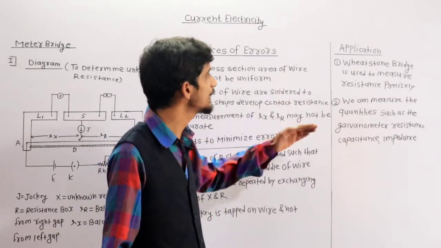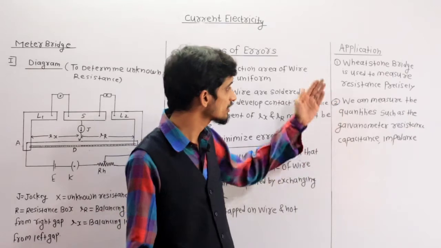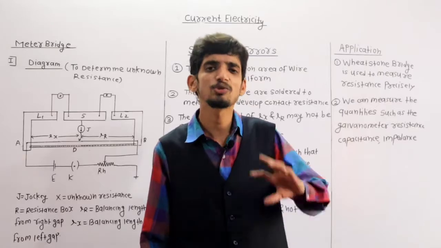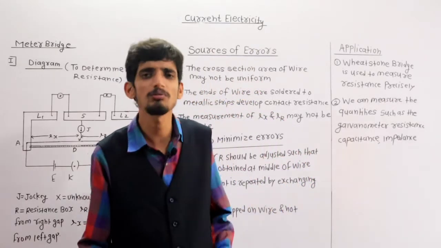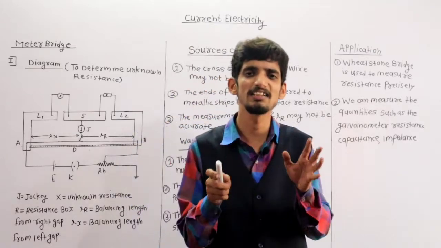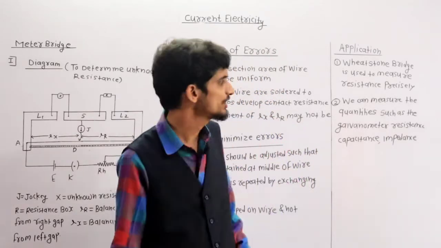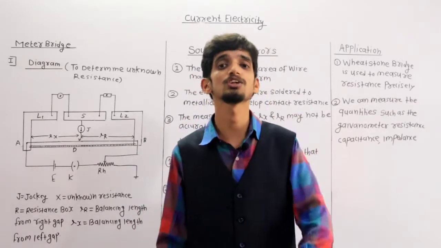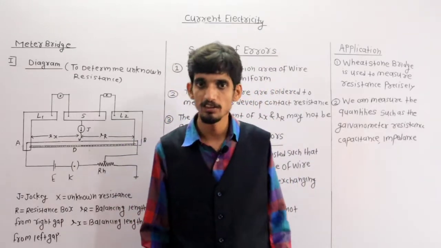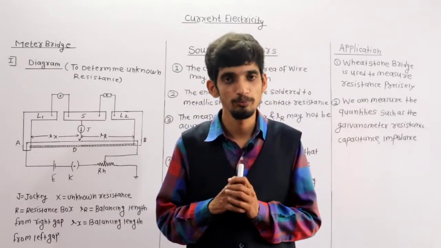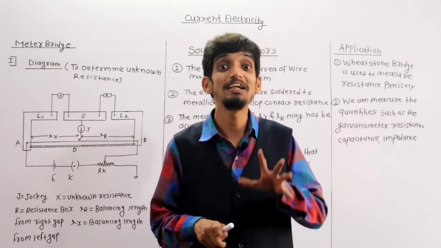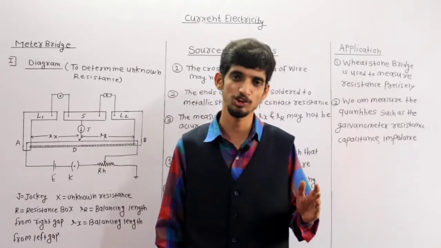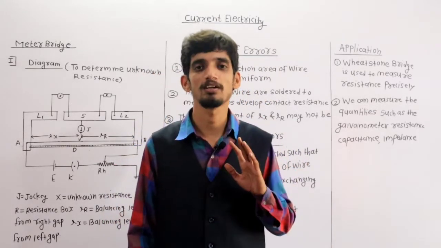Okay. Now finally, applications of Wheatstone bridge. We can measure resistance precisely using meter bridge, or Wheatstone bridge. Actually, the meter bridge is an application of the Wheatstone bridge only. Then we can measure quantities such as galvanometer resistance, capacitance, impedance using the bridge. Clear? So in this way, I discussed with you the important topic, the meter bridge experiment, with respect to diagram, construction, working, procedure, derivation and application, and sources of error.